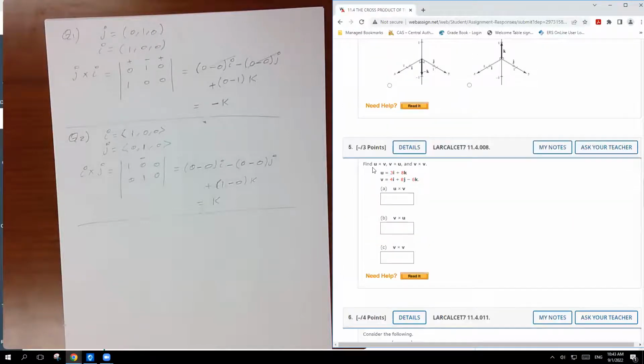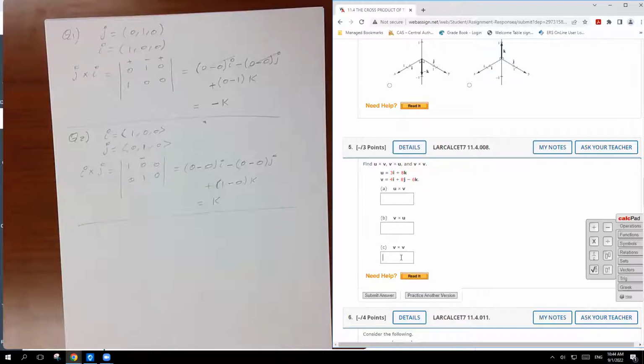Example 5. Now we have two vectors. We need to find the cross product between u and v, the cross product between v and u, and the cross product between v and v. What's the result for the third one? The result for the third one is supposed to be 0, because any cross product between a vector and itself is 100% going to be 0.